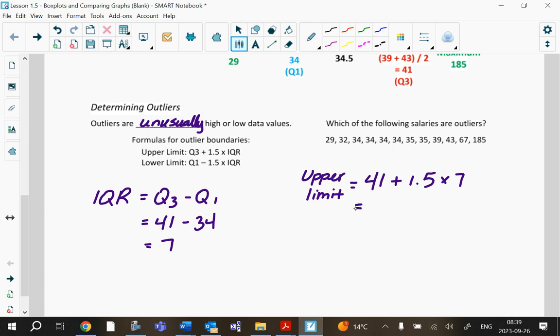That gives us 41 plus 10.5, which gives us 51.5. That means anything above that upper limit in the data values is an outlier. How many outliers are there above the upper limit? There's 2. These are above, so these are outliers.